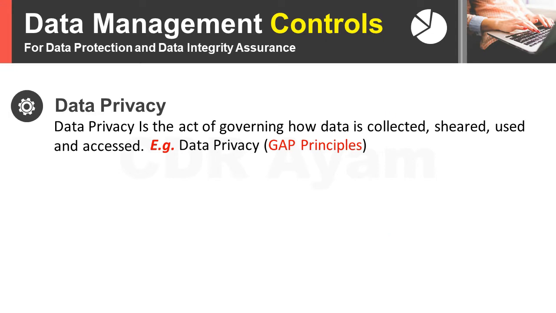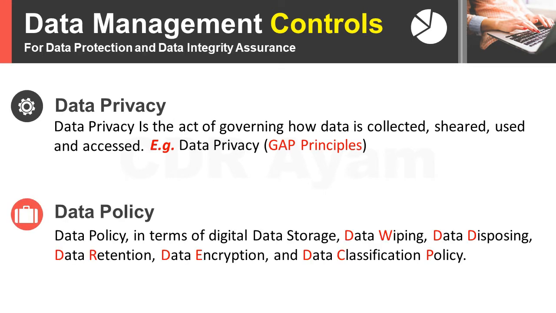Back to the control mechanism for data management in terms of data protection and data integrity assurance. The second data management control mechanism is data policies in terms of data storage wiping, its disposal, its retention, its encryption, its access classification, and data storage policies.